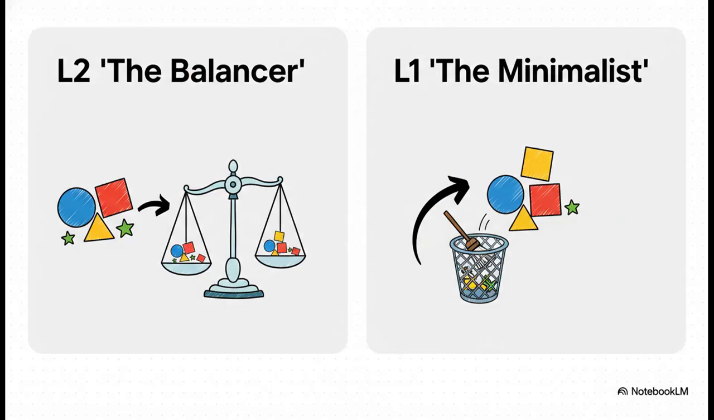And there are two main ways to do this. On one side, you've got L2, which I call the balancer. It keeps everything in the model, but it kind of shrinks down the influence of each factor so no single one can get too loud. But then you have L1, the minimalist. And this one is way more aggressive. It actually forces the least important factors all the way down to 0, basically kicking them out of the model completely. It's not just noise canceling, it's also a bouncer.